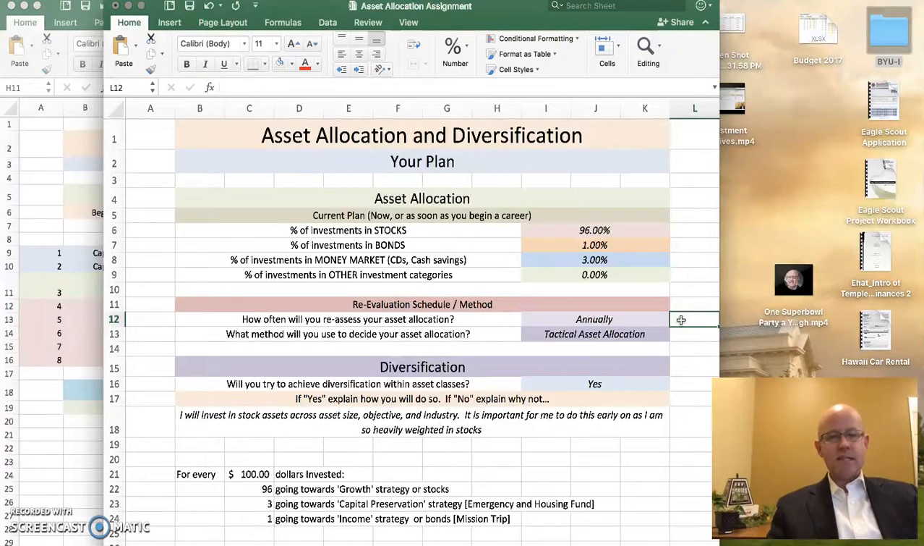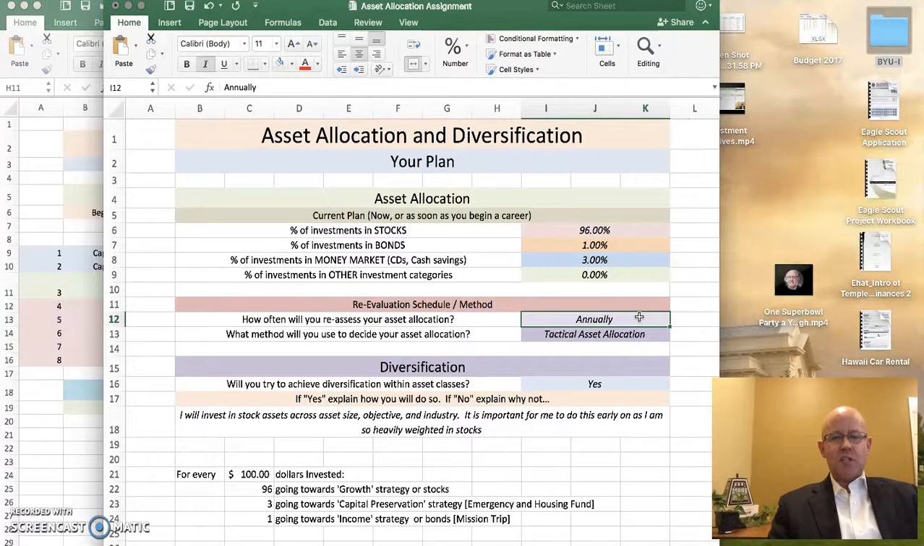For example, your son or daughter is 17 or 18 and they're going to go on a mission in a year. The funds that you have saved for their mission should not be in a growth objective. They should be more towards the capital preservation with maybe a little bit of income. Why? Well, because you need that money in the near future. You can't risk the opportunity for it to go up and down while your son or daughter is on their mission.